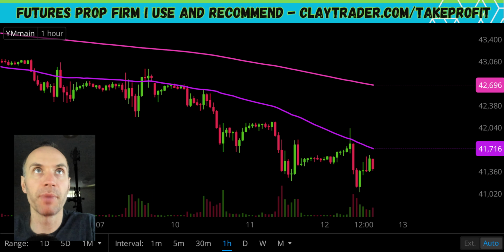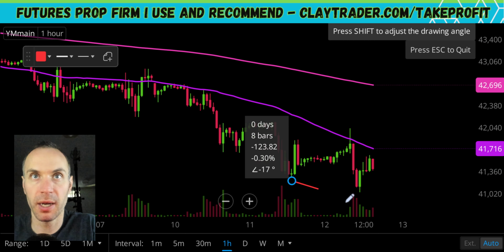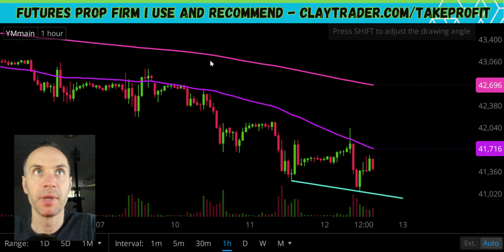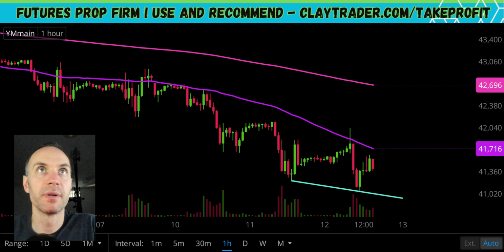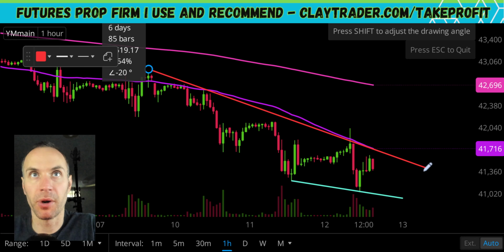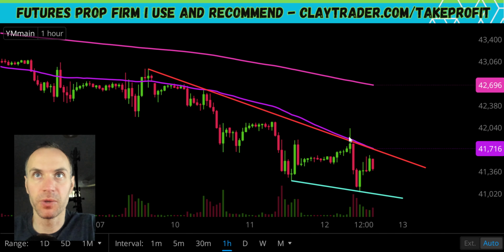So let's just get this pattern drawn into play here. So we have the bottom part of the pattern. Let me change that to support. And then we have the upper part of the pattern right there. I'm not going to use that wick because I have plenty of other data points I can use. And we have ourselves a little bit of a falling wedge forming here.